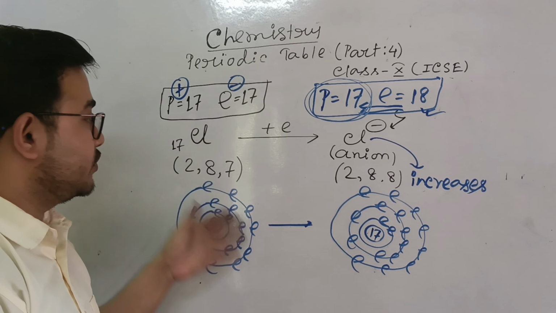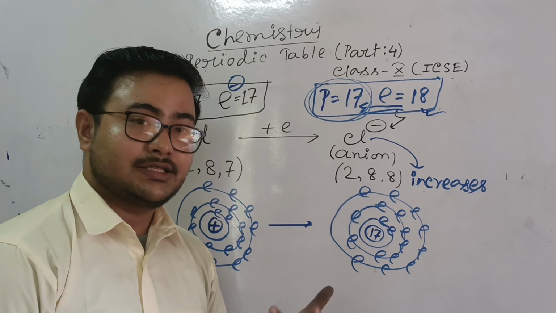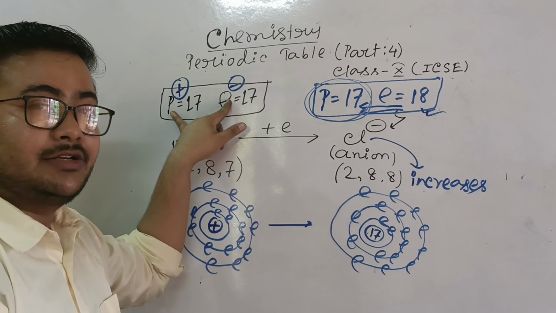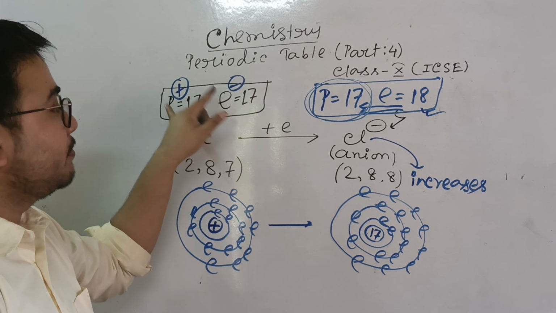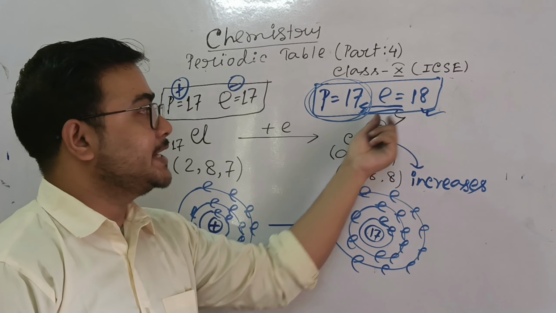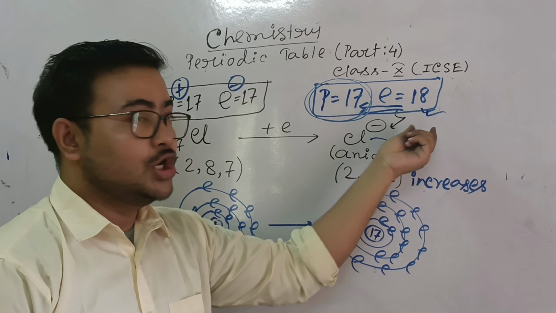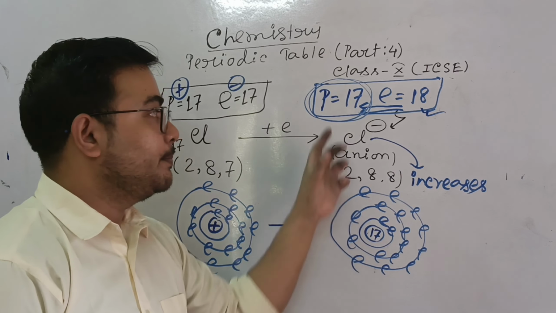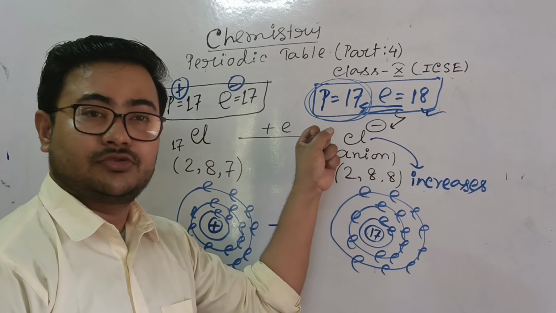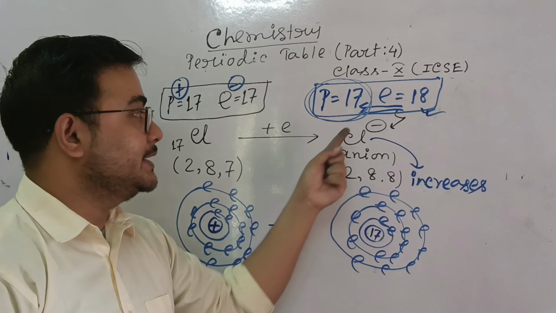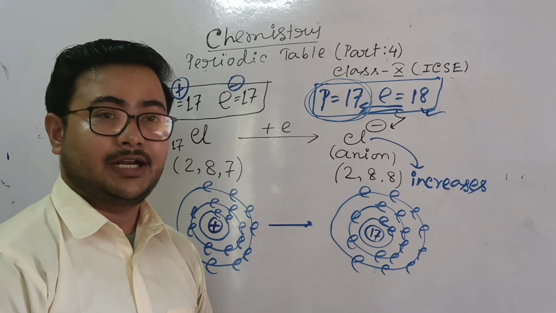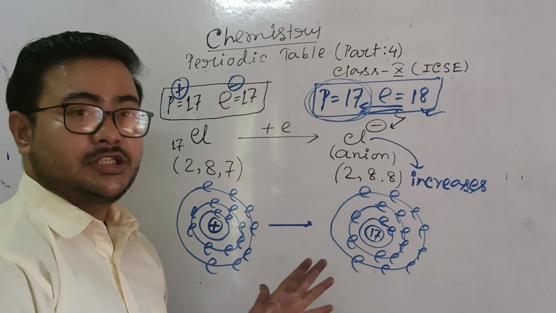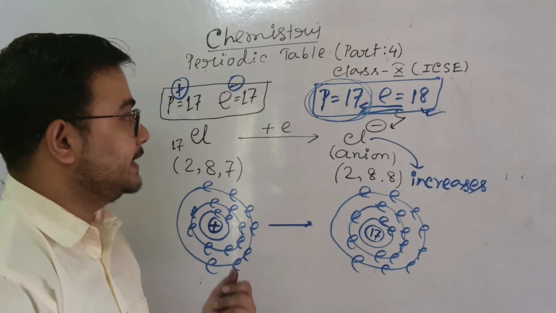So after drawing these three lines, what are your two lines of answer? In case of the parent atom, the number of protons and electrons are the same. But in case of an anion, since the number of electrons is more, the protons cannot attract all the outermost electrons with strong nuclear force. That is why the radius of an anion increases. Done.